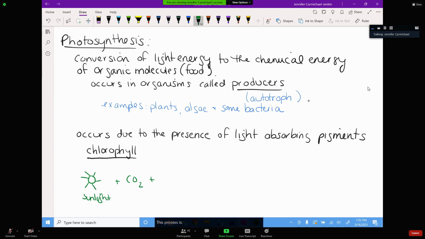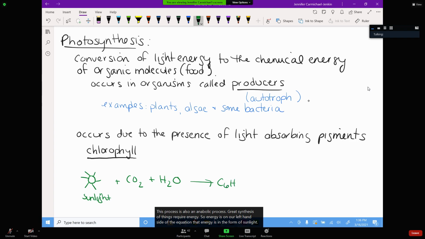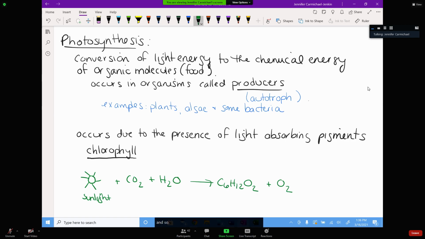This process is also an anabolic process, right? Synthesis of things requires energy. So energy is on our left-hand side of the equation. That energy is in the form of sunlight. And so this may just seem like the equation of cellular respiration backwards. And it is, and that's important. We'll talk about that in a moment. But the process isn't backwards.